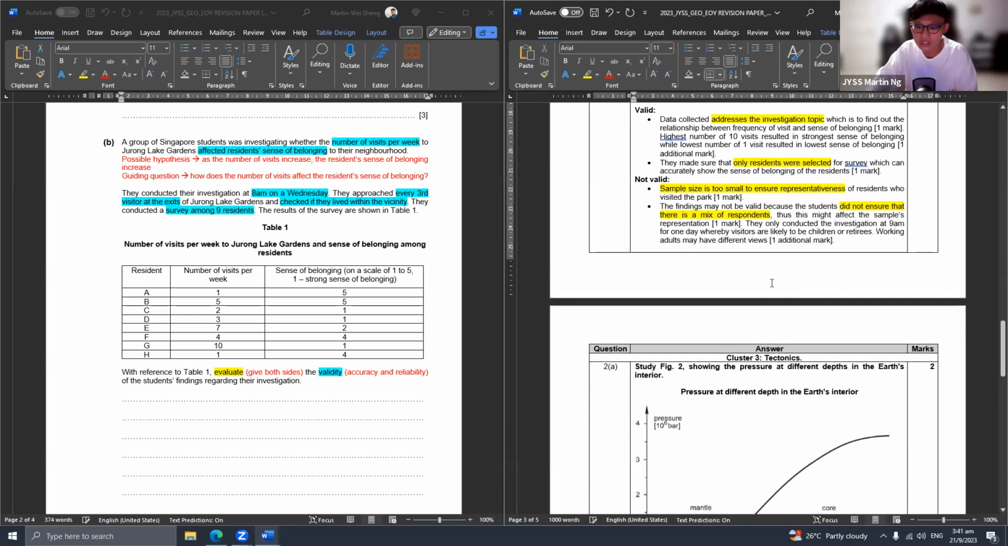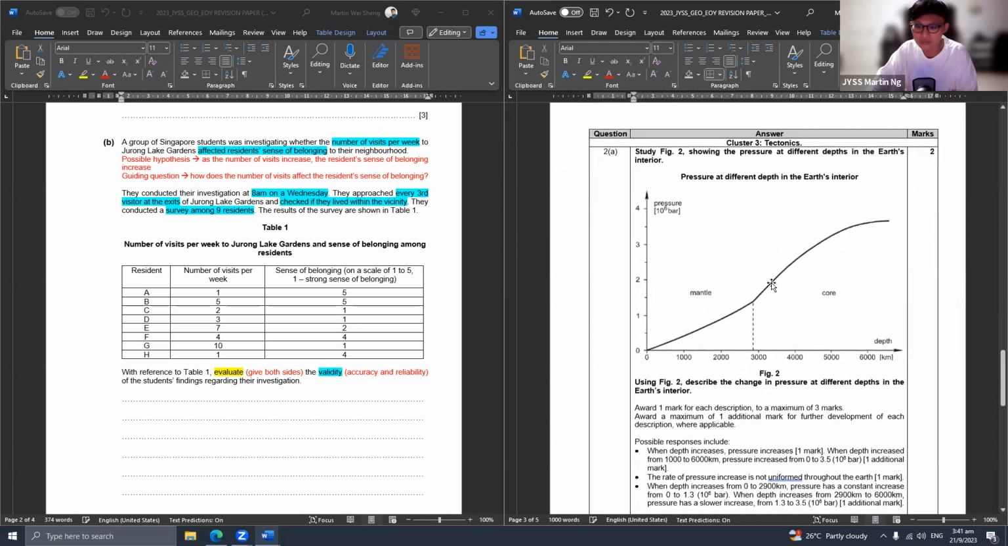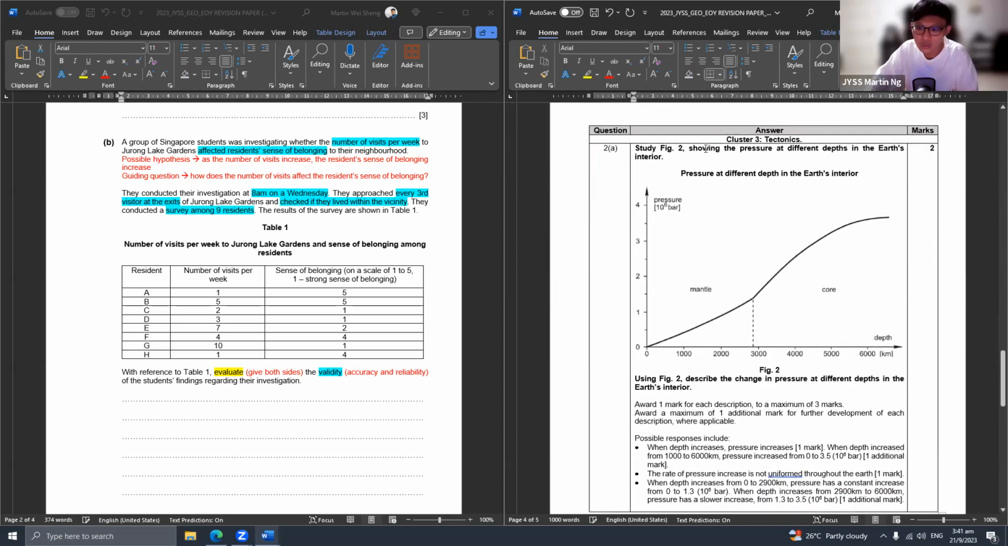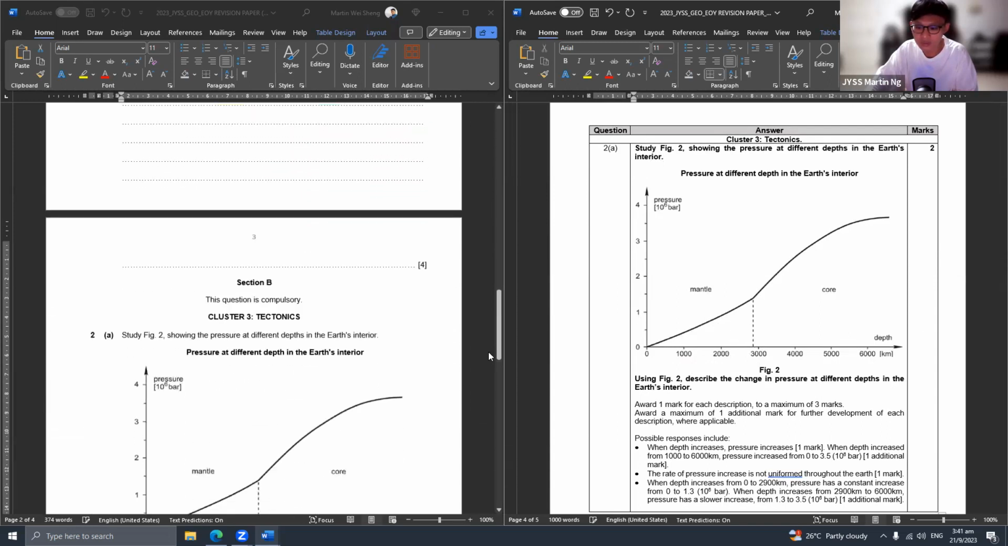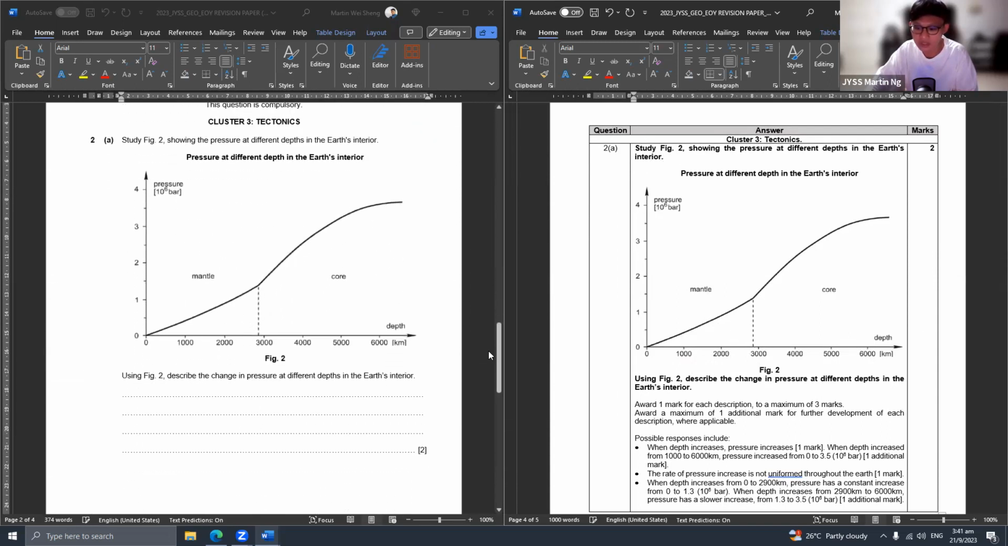Now for the third question. Study Figure 2 showing the pressure at different depths in the Earth's interior. This is a line graph, just that instead of time at the bottom, I put depth here. But essentially, this is still a line graph. Using Figure 2, describe the change in pressure at different depths in the Earth's interior.